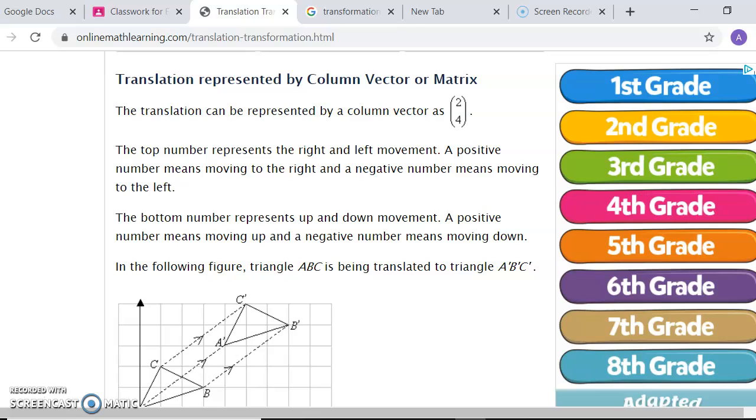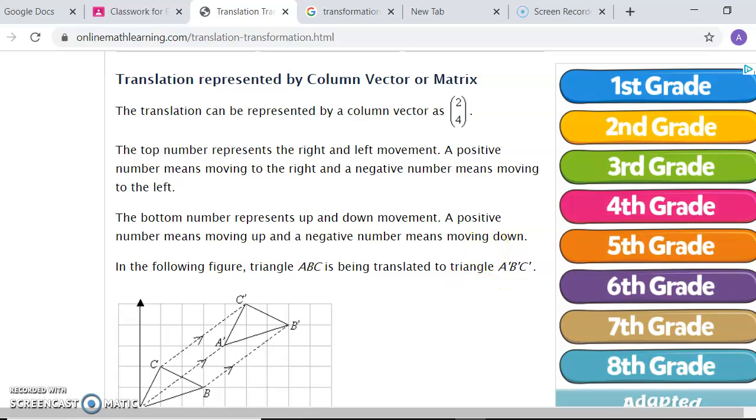All right. So in this particular case, this is a little bit more detailed. Sometimes you can represent translation by a column vector or matrix. The translation can be represented by the column vector (2, 4). What does that mean? The top number represents the right and left movement. A positive number means moving to the right, and a negative number means moving to the left. The bottom number represents the up and down movement. A positive number means moving up, and a negative number means moving down.